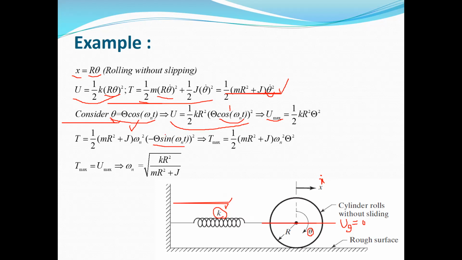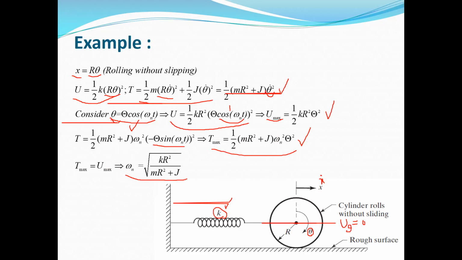So we substitute 1 for sine squared omega_n t, and we will have half times (m r squared plus J) times omega_n squared times uppercase theta squared. Now, to obtain omega_n, these two values, the maximum potential energy and the maximum kinetic energy, must be equal. When these two expressions are equal, you can conclude that omega_n is equal to the square root of this term, which is the natural frequency of this system.